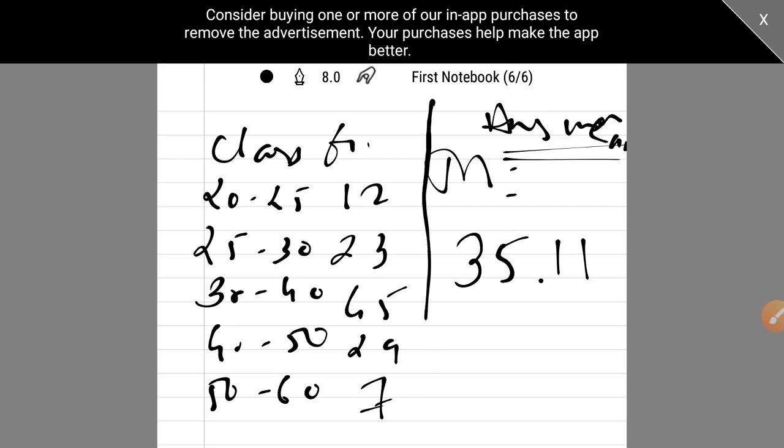You have to follow 3 steps. Step 1 is to find the class, that is, median is the value of n upon 2th observation. By that observation you have to select the class, that is the second step. And the third step is median is equal to L plus n by 2 minus CFI upon FI into C. Now CFI is the cumulative frequency of the previous class, FI is the frequency of the same class, and C is for class length.